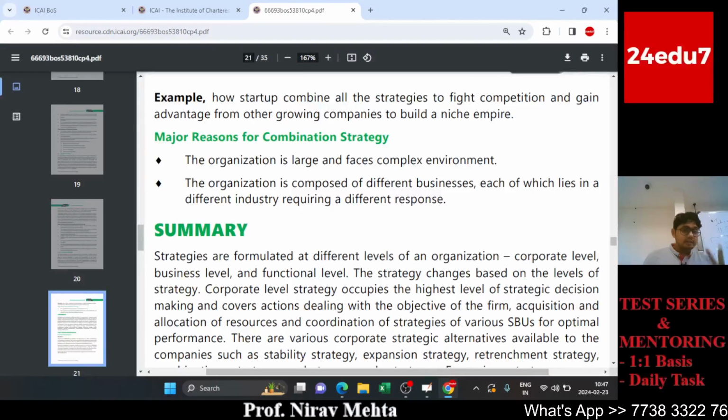Second point. The organization is composed of different businesses like Reliance, each of which lies in a different industry. Reliance Jio in telecommunication, Reliance Trends in textiles. Are you getting my point? Reliance Jewel in fashion, jewelry. Each of which lies in a different industry and requires a different response. So major reasons for combination, 2 points. Fast. Done.